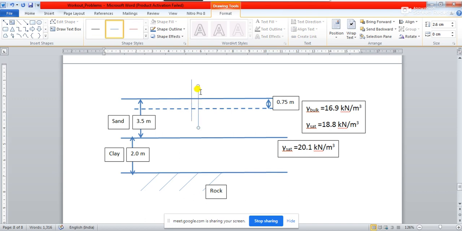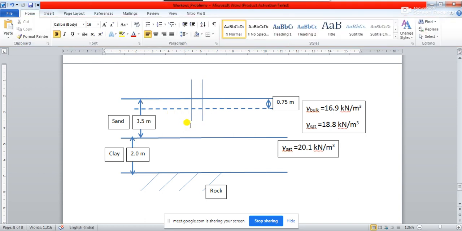Control C, Control V. There is a column. Let's say something like this, and below this column there is a footing. Let me make it a little bit upward, because 1.2 meter, so 0.75 meter, so 1.2 meter depth we'll have to make. So let's say this is the column.